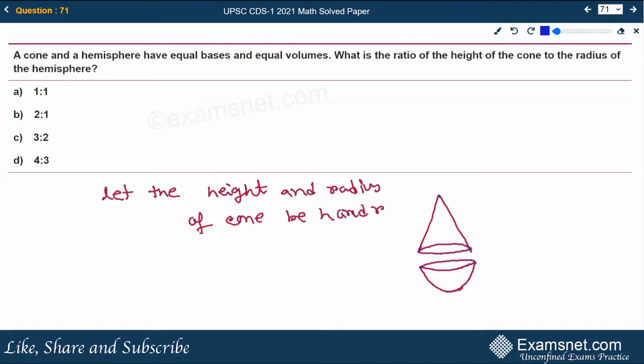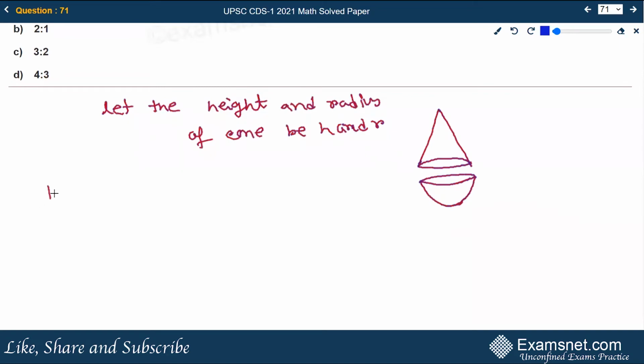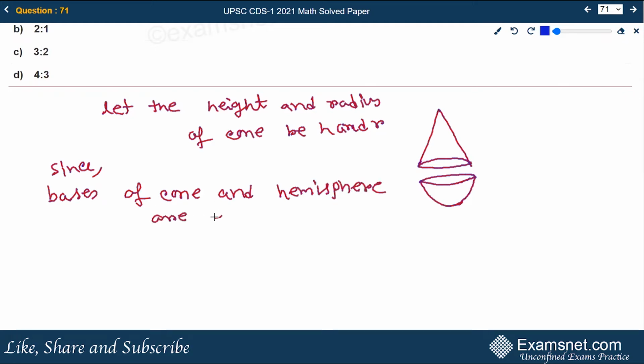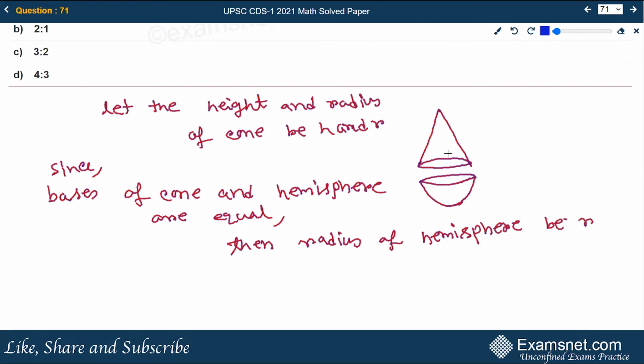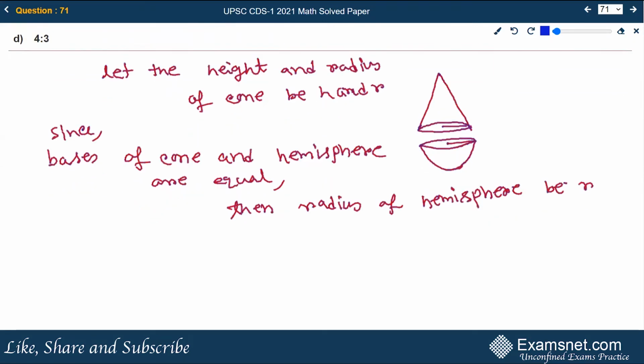Okay. Now, since the bases of the cone and hemisphere are equal, then the radius of the hemisphere will be R. Since their bases are the same, the radius of both cone and hemisphere will be R. Both of the radii will be the same.